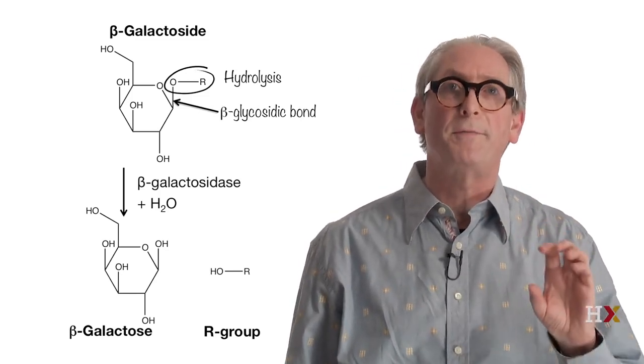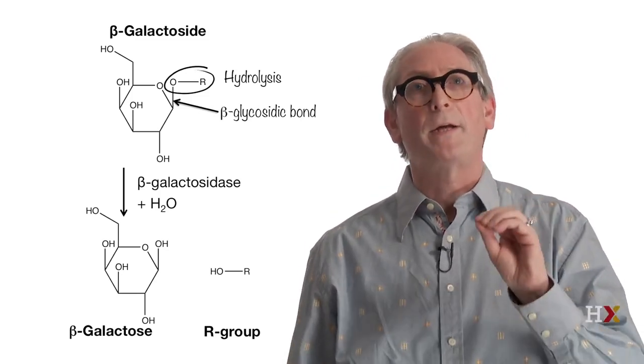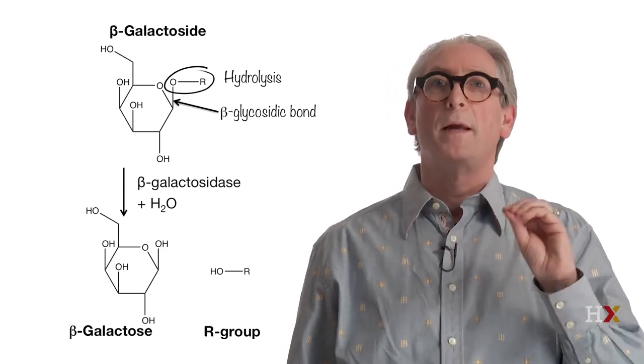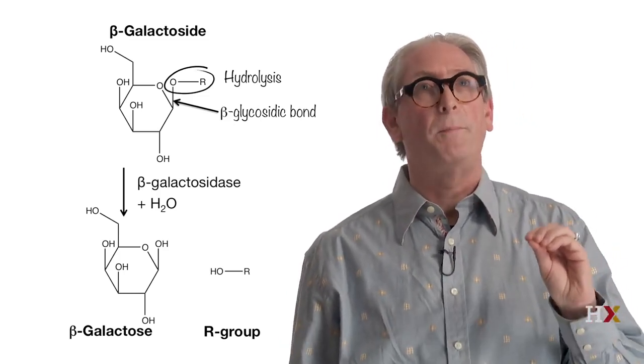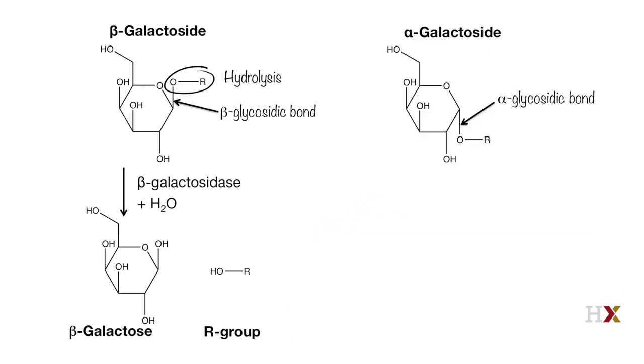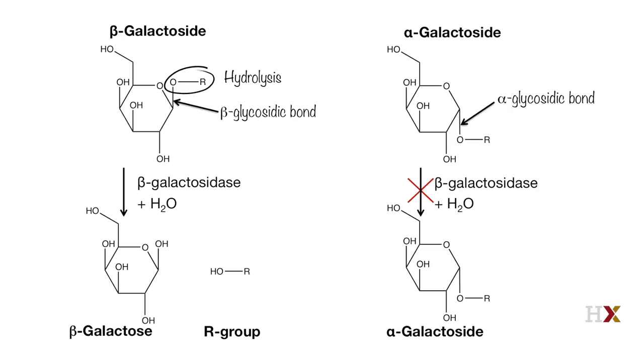That is not where the specificity lies. In fact, you can show the specificity by using an isomer of a beta-galactoside. That is called an alpha-galactoside. In an alpha-galactoside, the only difference is that instead of having a beta-glycosidic bond, you have an alpha-glycosidic bond. So there is a slight change in the configuration of the molecule, of the substrate. This small change prevents the enzyme beta-galactosidase from hydrolyzing alpha-galactoside.